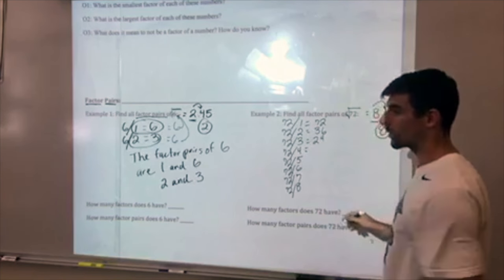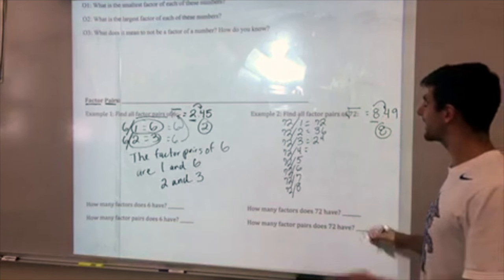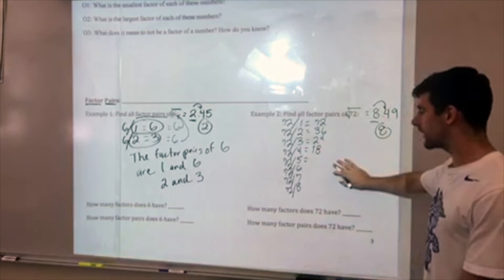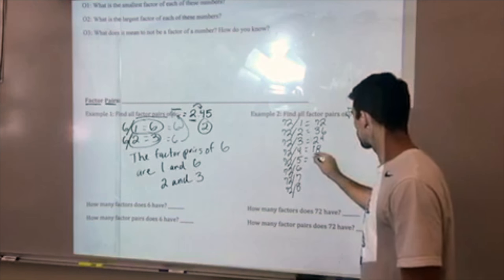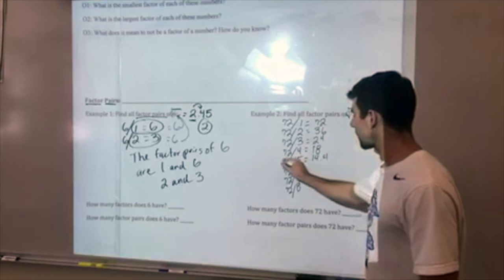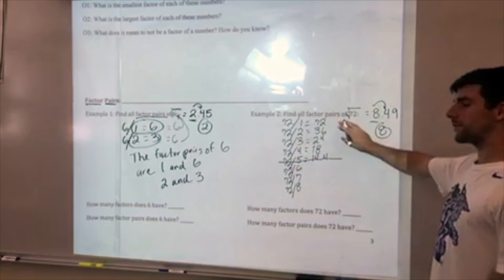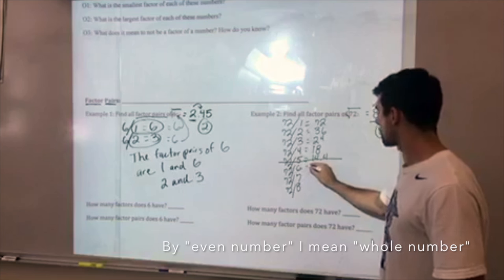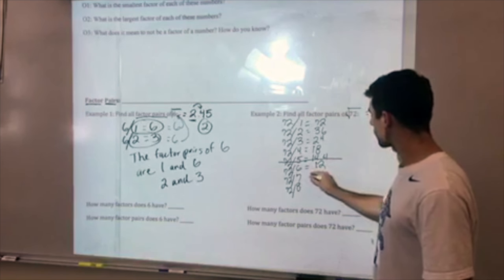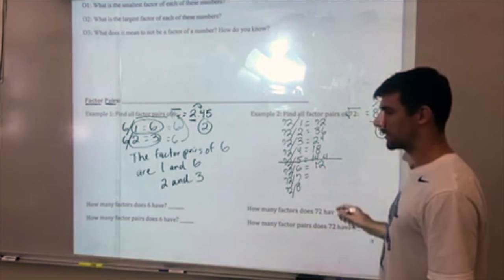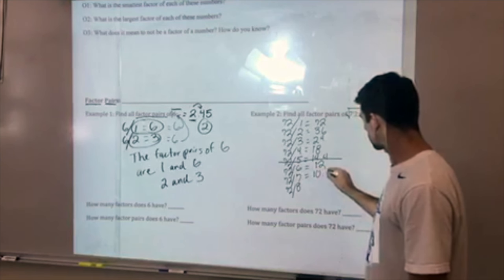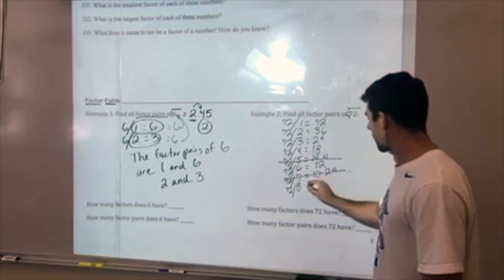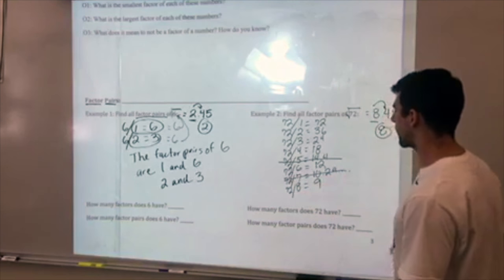72 divided by 4 is 18. Now I know this is going to be a decimal. 72 divided by 5 is 14.4. I'm going to cross through it because I'm trying to find factor pairs, and if it's not a whole number, it can't be a factor pair. Next we get 12. 72 divided by 7 is approximately 10.29, and keep going. And then 72 divided by 8 is 9.